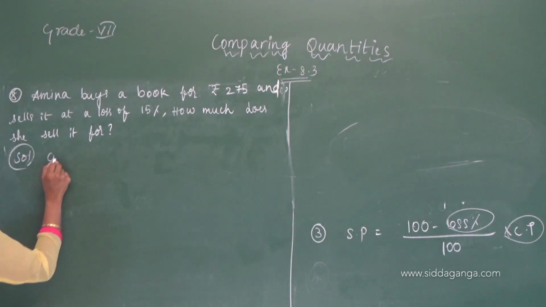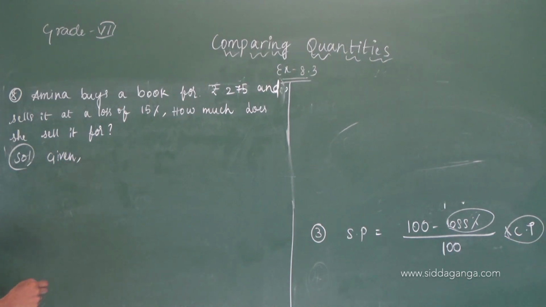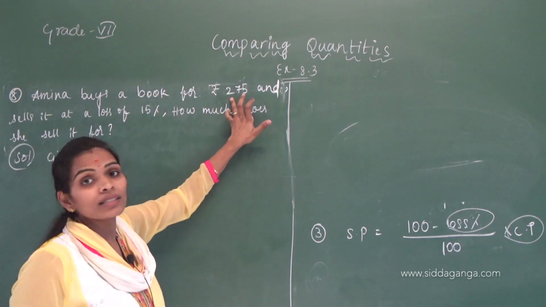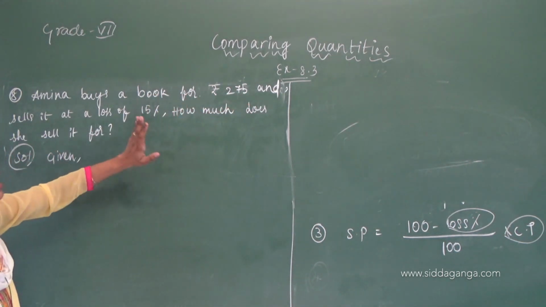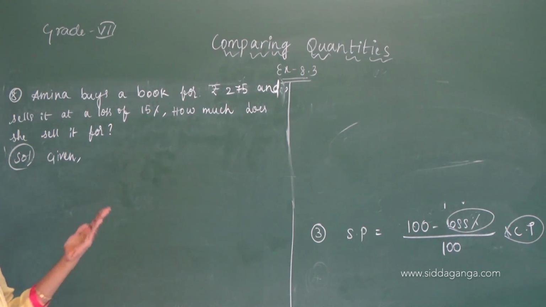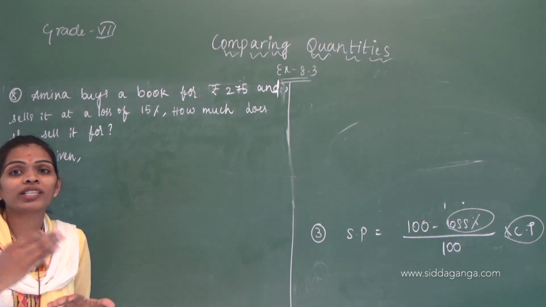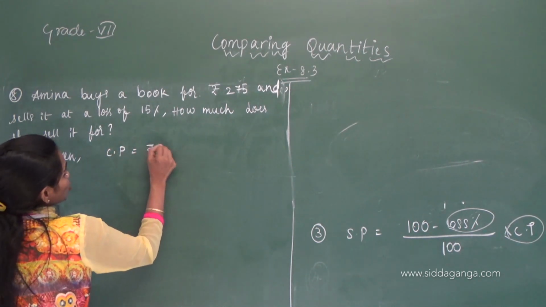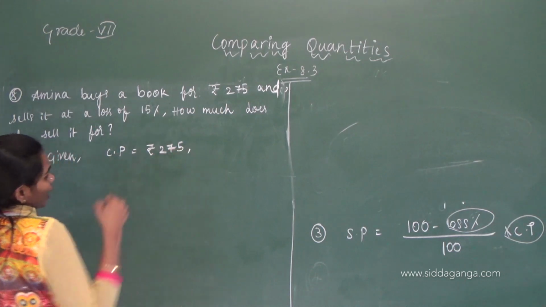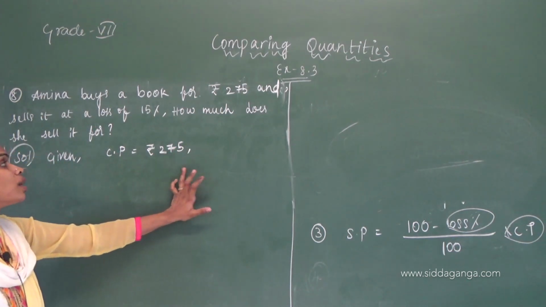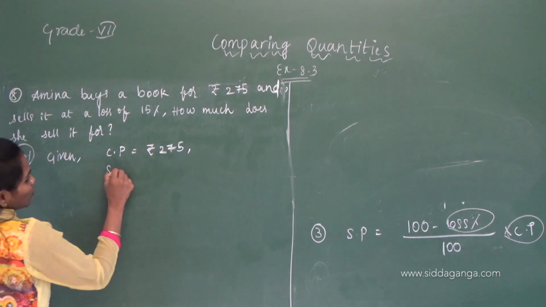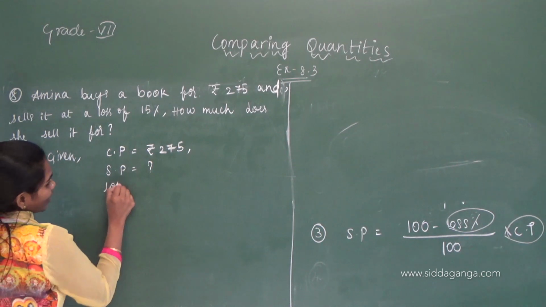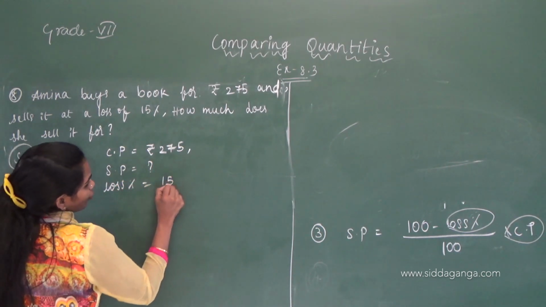Okay, given, general method. In the general method how do we do it? Given Amina buys a book for rupees 275, that is the cost price of that good. Cost price of that good is 275. SP we don't know, and loss percentage we know, that is 15%.